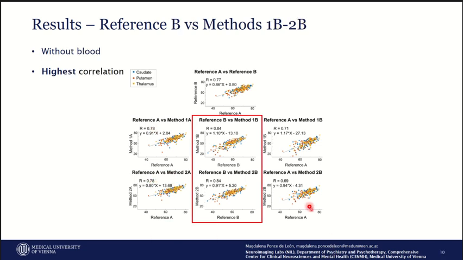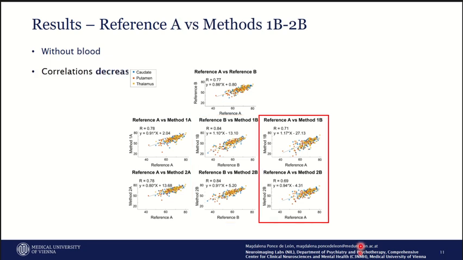The comparison between methods 1B and 2B with reference B had the highest correlation value. It was 0.84 for both cases. All these were estimated without blood.